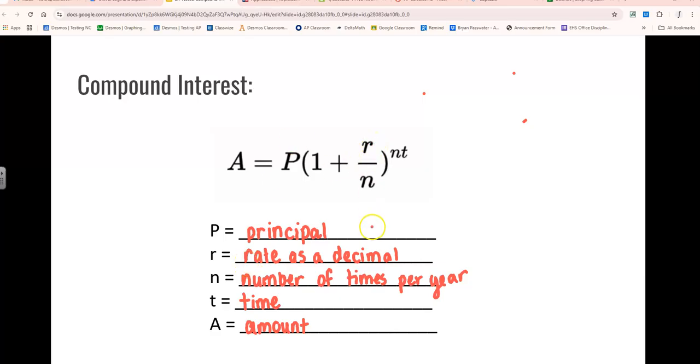R is still your rate as a decimal. N is going to be the number of times that you are compounding the interest per year. That's going to be the difference, because everything else we've looked at so far, we've only been compounding one time per year, or per hour, or whatever the rate. It matched the rate there. T is the amount of time. A would be your total amount that you've got there.